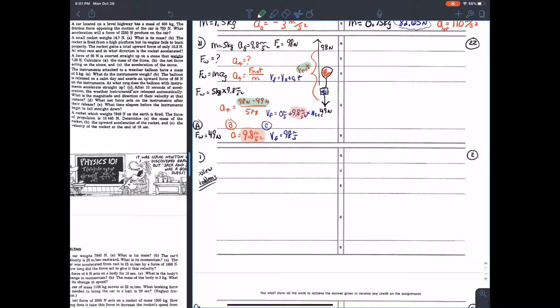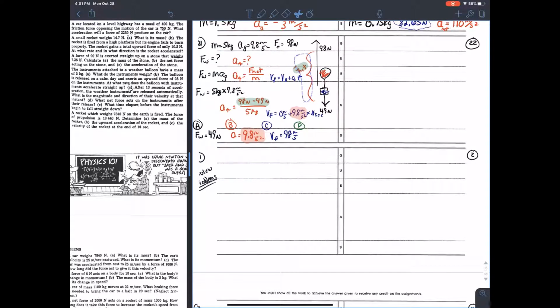All right, we'll go to part D here. Part D, what net force acts on the instruments after they are released? All right, now this is going to be easier if I do this. So right now, this weather balloon is pulling upwards on the instrument package. And you have a net force acting on it of 49 newtons. That's 49 newtons acting upwards.